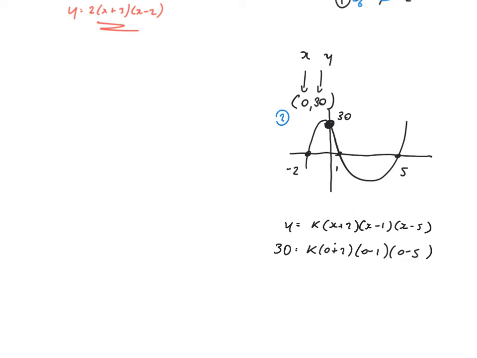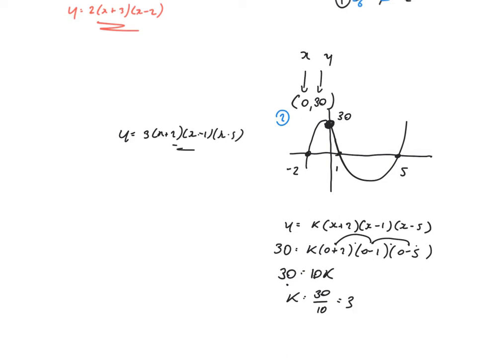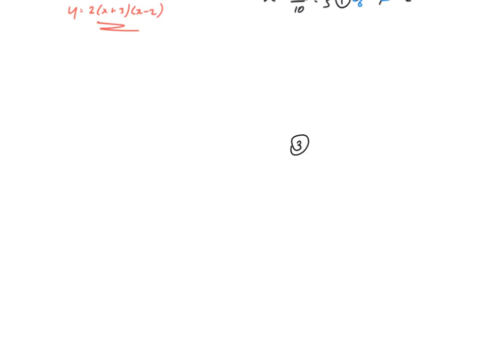Okay, 0 plus 2 is 2, times 0 minus 1 is minus 1, times 0 minus 5 is minus 5. So I've got 2 times minus 1, which is minus 2, times minus 5, which is 10. 30 equals k times 10, that's 10k. Bring the 10 down, divide, k equals 30 over 10, and k is equal to 3. So the final answer then is y equals 3 bracket x plus 2 bracket x minus 1 bracket x minus 5. Okay, let's try another.